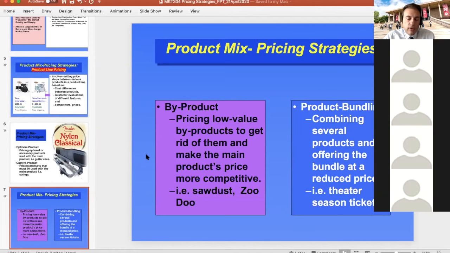You could do it in a way that it's a multiple of the same. So it could be 2 toothpastes, 3 toothpastes together, and therefore the price would be, instead of 2 by 2, 4, it would be $3 for 2 toothpastes. So product bundling is also very useful, because you can foster people to buy more of your products.